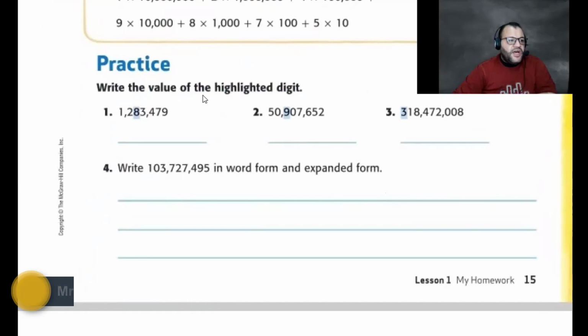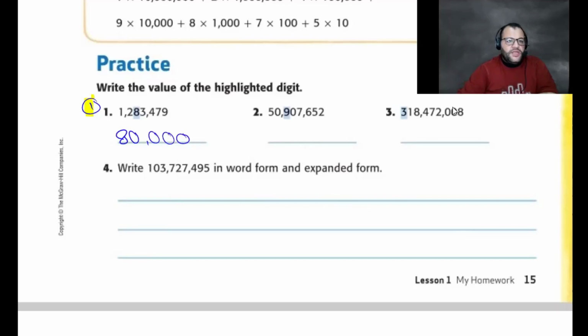We need to write the value of the highlighted digits. The value of the highlighted digit. What is the value? Number 1. We need to solve it. Number 1. The value of the highlighted digit. 80,000. 80,000. Yes.